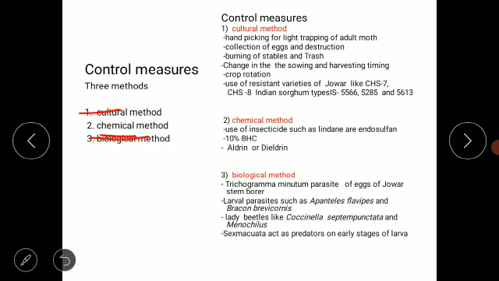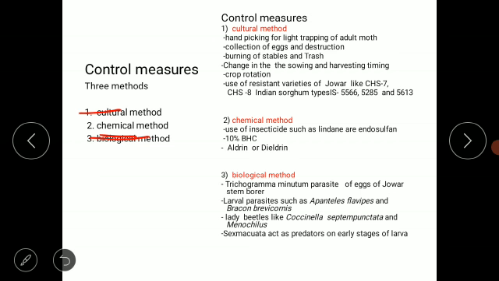Apentillus flavipus and Bracon brevicornis. These two act as larval parasites. Look, the first was an egg parasite, and these are larval parasites. The lady beetles, Coccinella and Menochilus, feed directly on the eggs and the larvae. Then Cheilomenes sexmaculata has been recorded predating on early stages of the larva of this pest. Again, this acts as a larval predator. So it feeds on the larva of the Jawar stem borer.